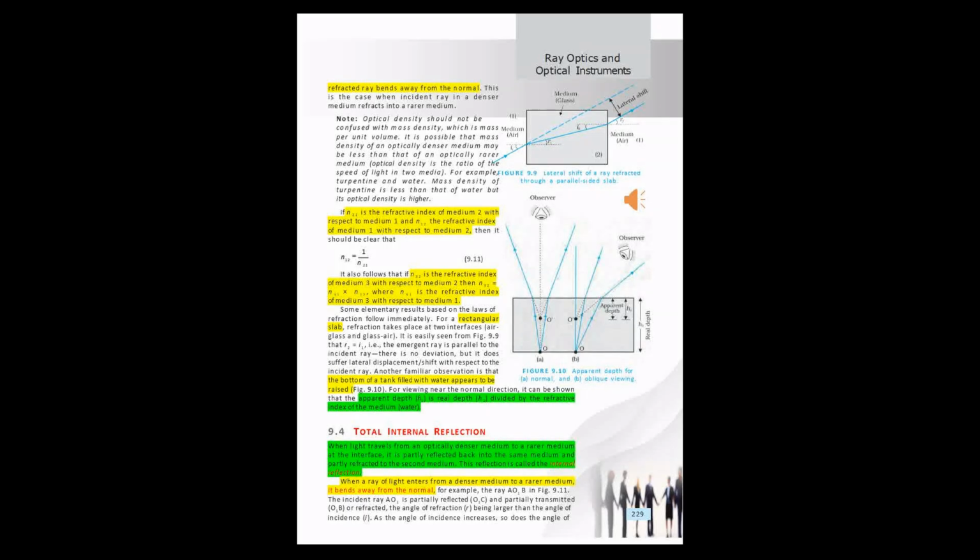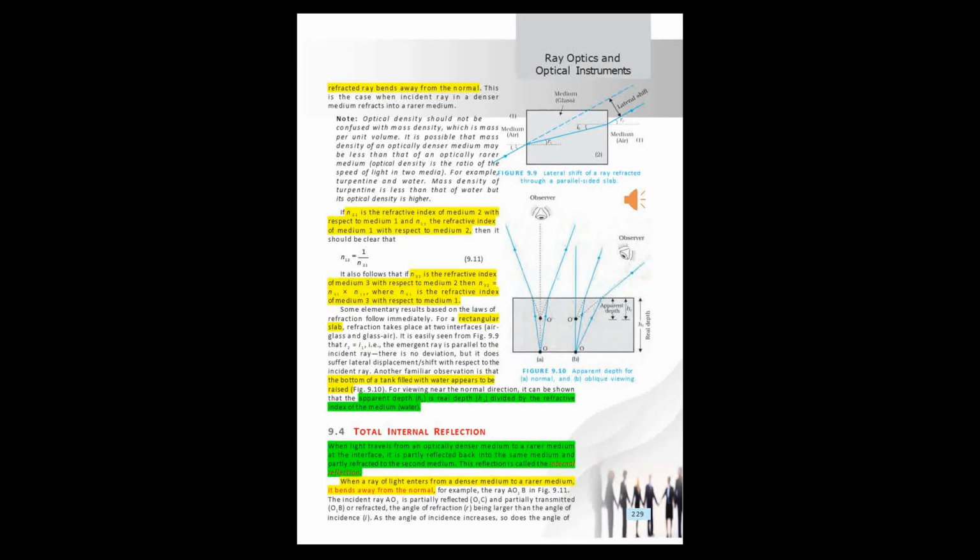Total internal reflection. When light travels from an optically denser medium to a rarer medium at the interface, it is partly reflected back into the same medium and partly refracted to the second medium. This reflection is called the internal reflection. When a ray of light enters from a denser medium to a rarer medium, it bends away from the normal, for example, the ray AO1b in figure 9.11. The incident ray AO1 is partially reflected, O1c, and partially transmitted, O1b, or refracted, the angle of refraction, r, being larger than the angle of incidence, i.